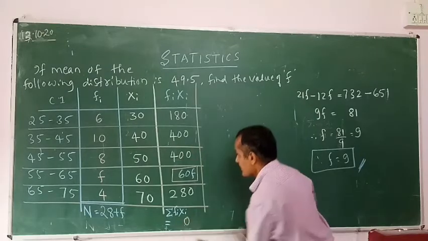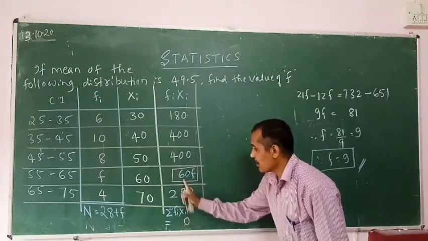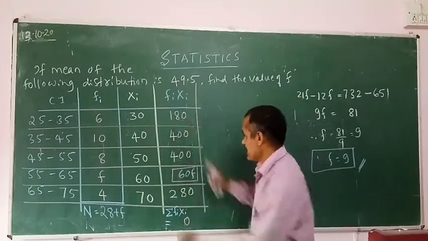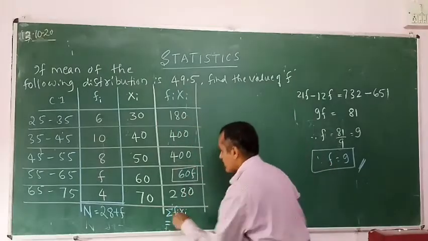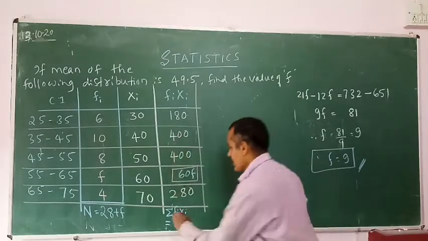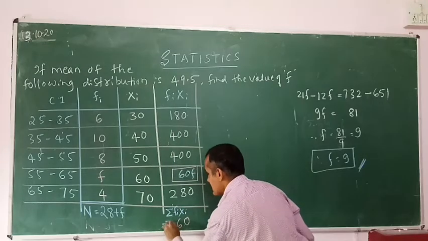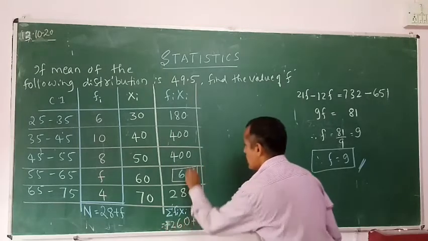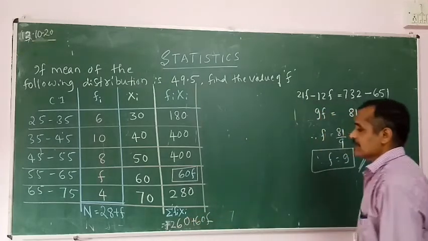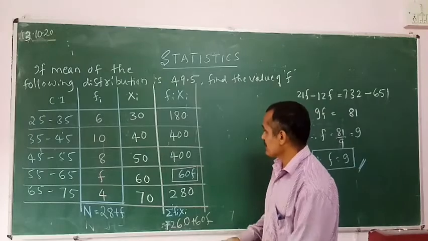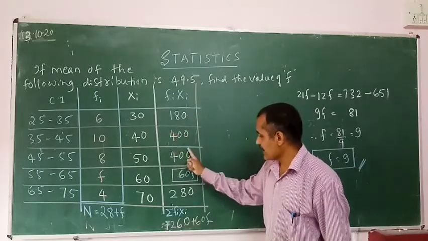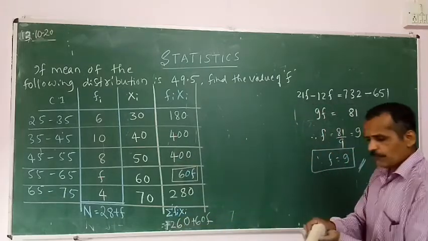0, 8. So that I can start with 8 plus 8, 16. Carry 1, 3, 4, 8, 12. 1260 plus 60F. 60F is the summation Fi Xi. Let me check it once again. 8 plus 8, 16. Carry 1, 2, 6, 10, 12. Okay. Go for the formula.